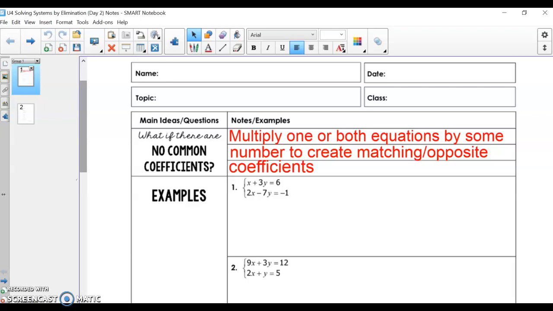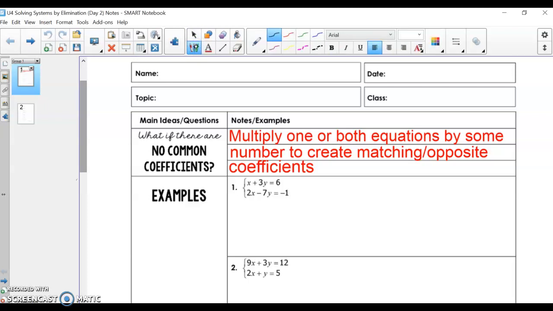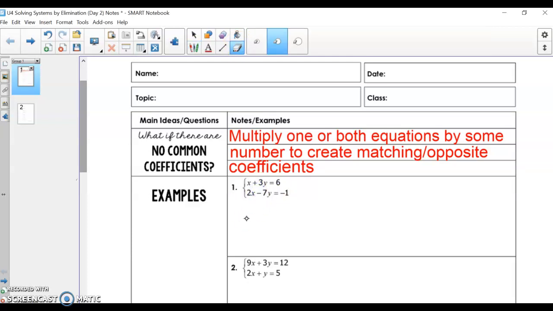So basically, what if there are no common coefficients? When we were looking earlier at the other problems, we saw that this was 2x matched with 2x. In this case, it's x and 2x, okay? So they're different. And looking at the y's, I have a 3 and a negative 7. So they're different numbers. Looking at the second one, it's not 3y and negative 3y. They're just two completely different numbers. So we're going to figure out how to deal with those.